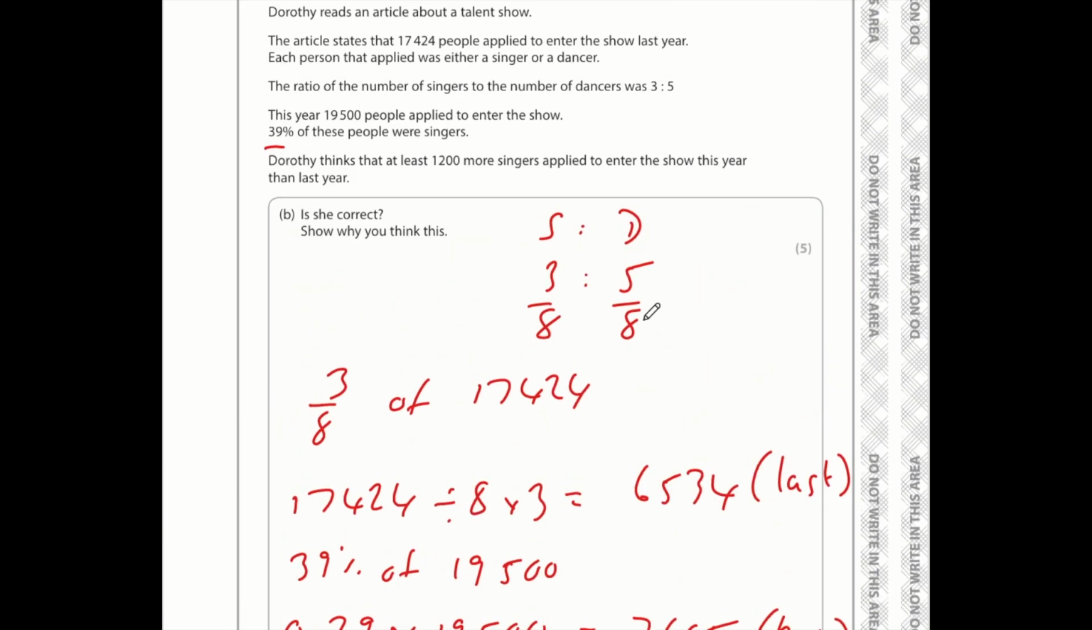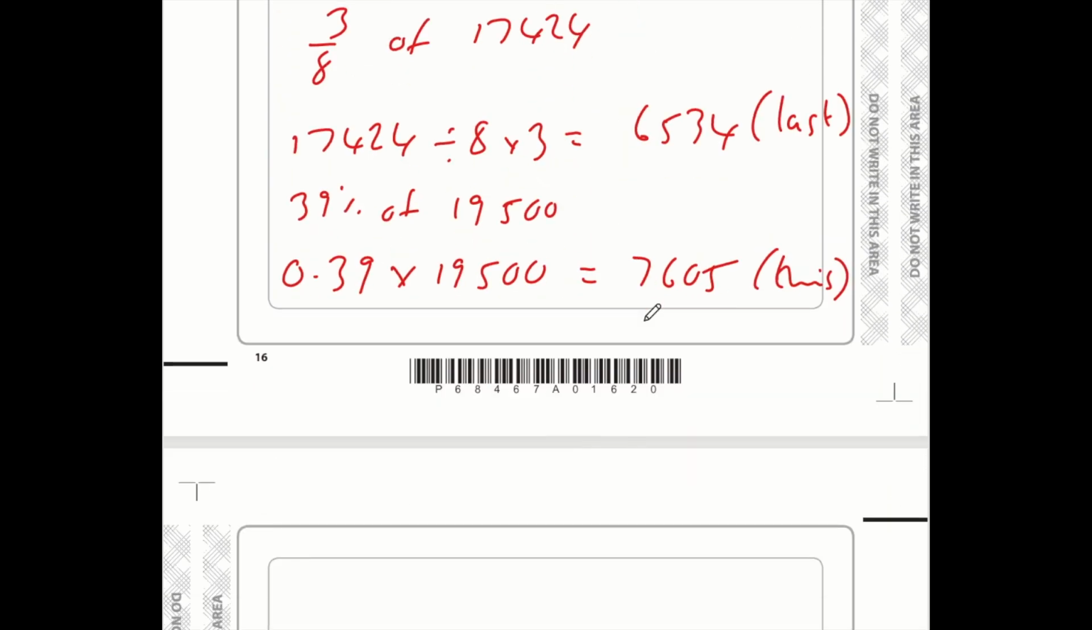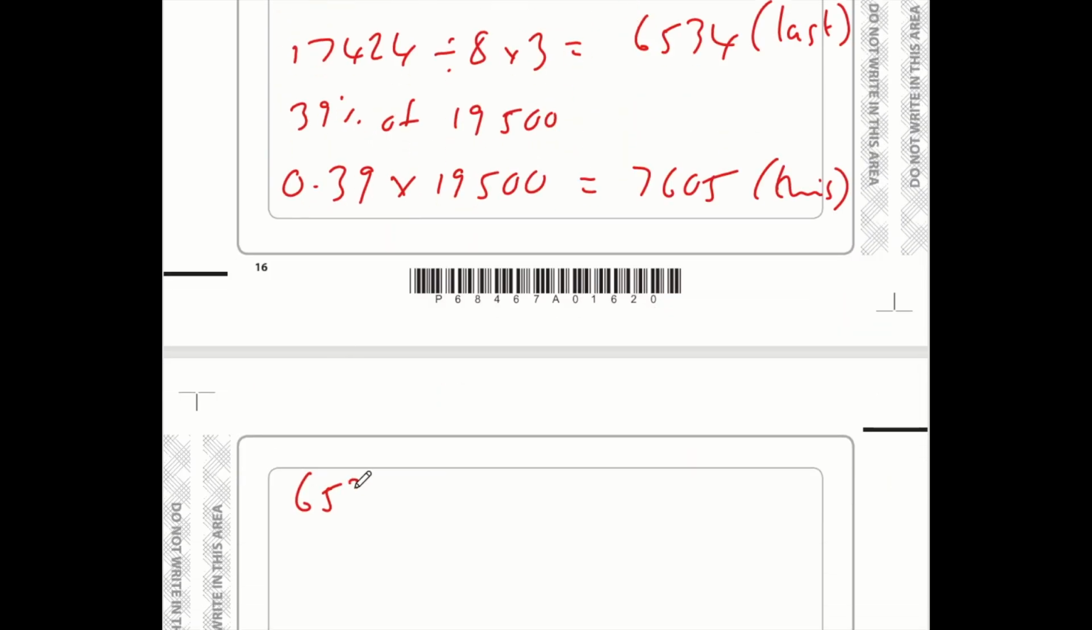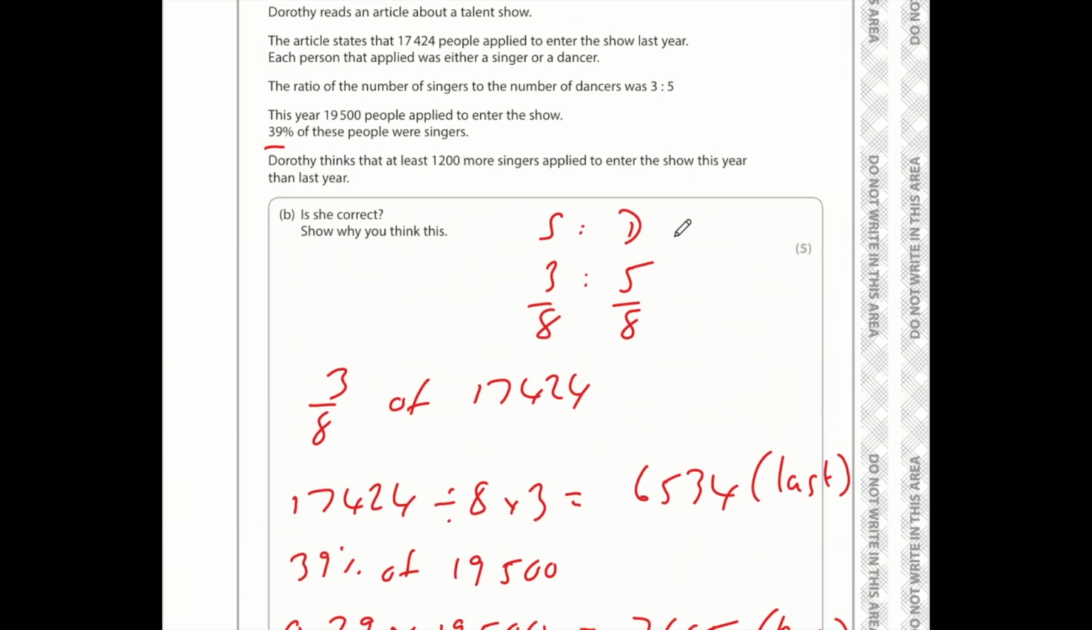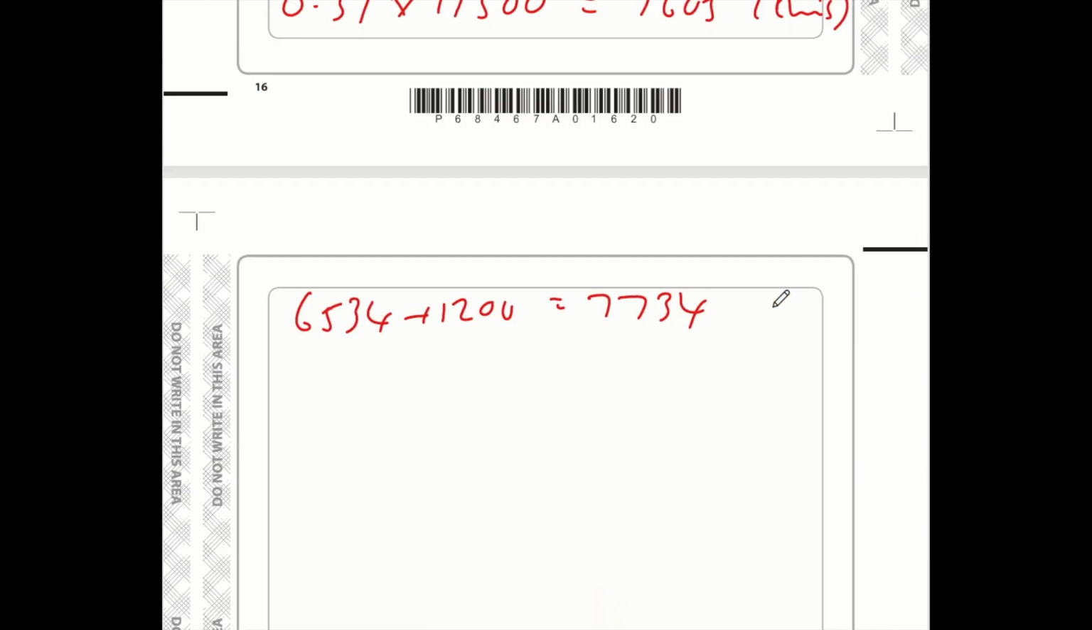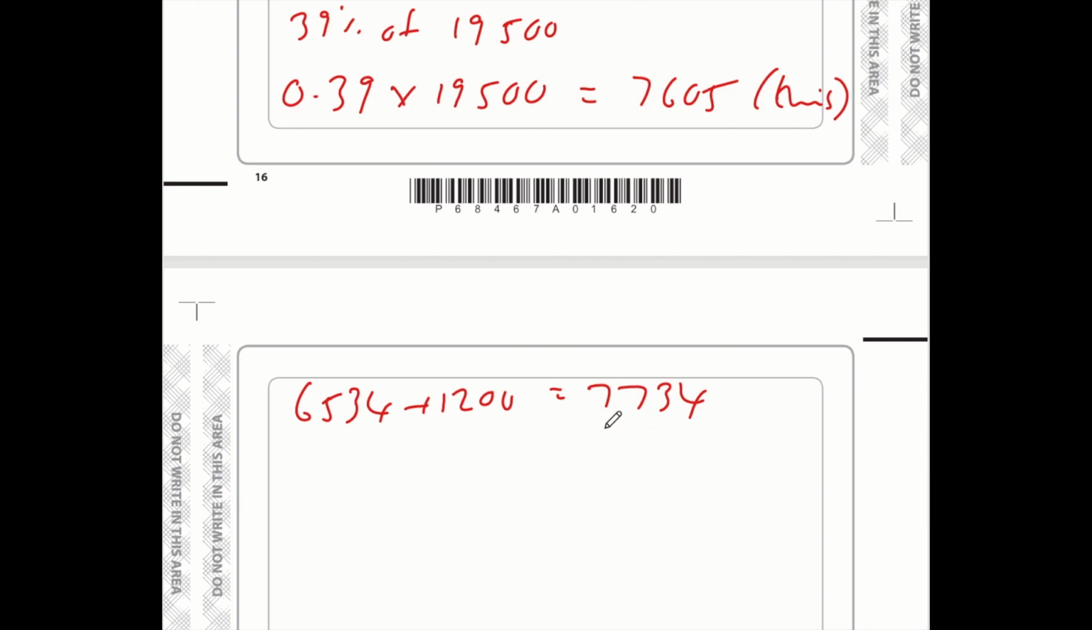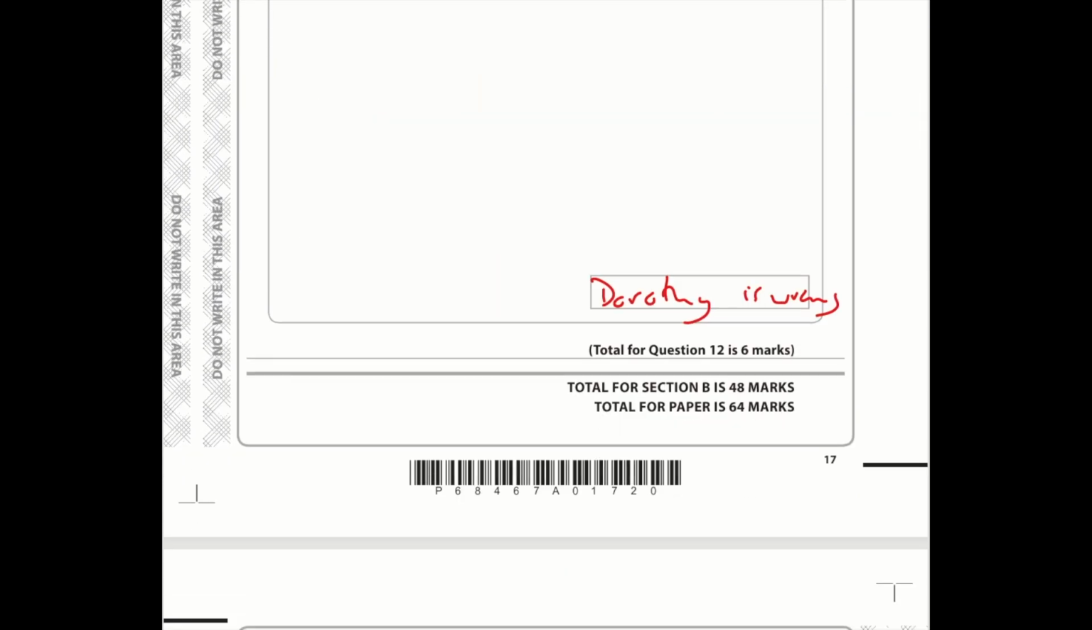Dorothy thinks that at least 1,200 more singers applied this year. Well, let's test that out. What is 6,534 plus 1,200? That comes to 7,734, which is more than 7,605. So what's she called? Dorothy, was it? Yeah, no, Dorothy is wrong. And the reason she's wrong is because 7,605 is less than last year's with 1,200 added on. Okay, and that takes us to the end of this assessment.